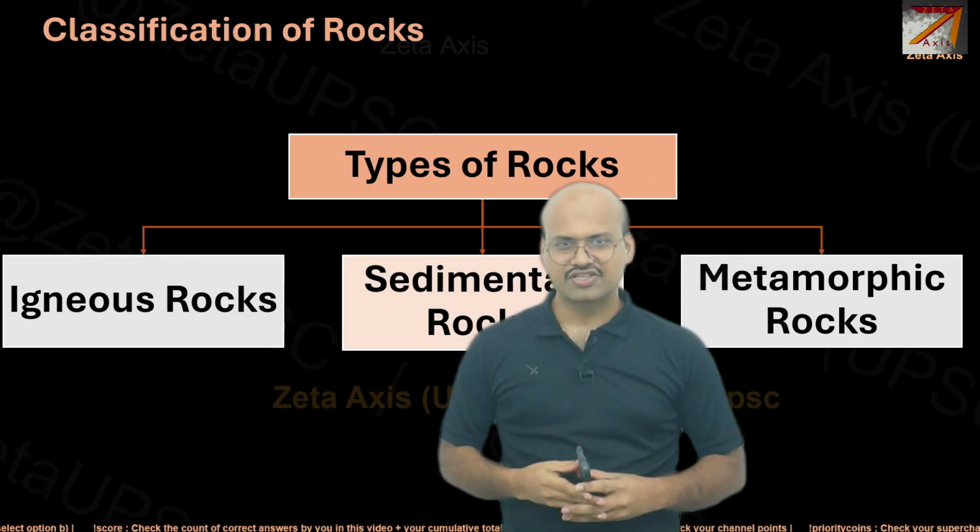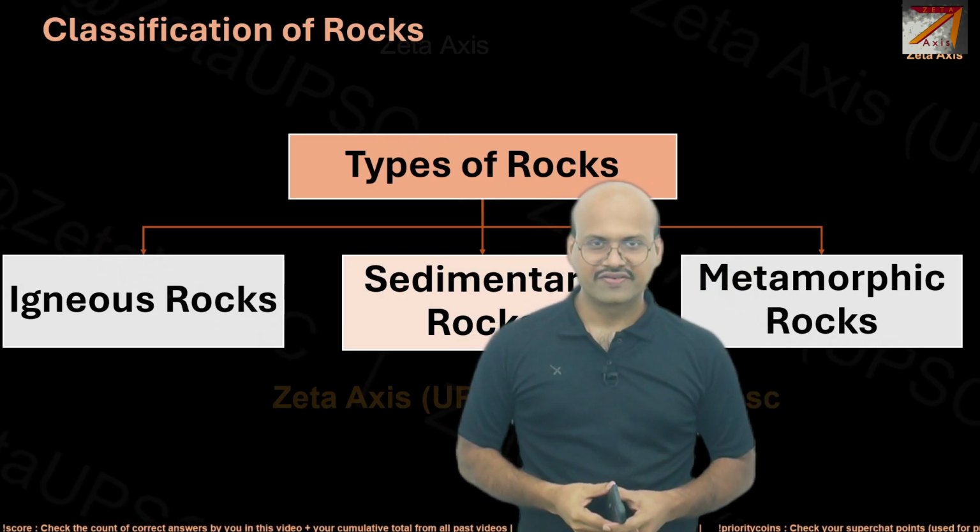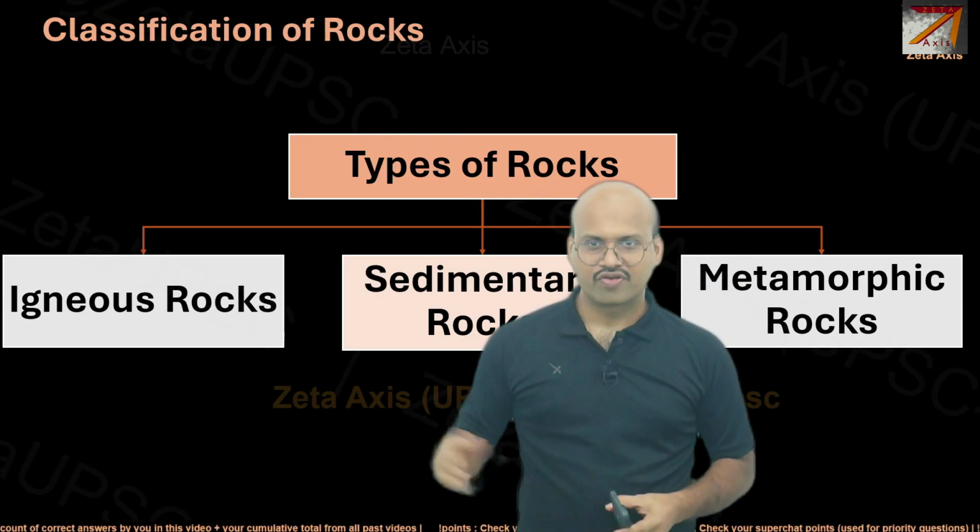Now let's see the classification of rocks. So there are different types of rocks. We have already seen the igneous rocks.